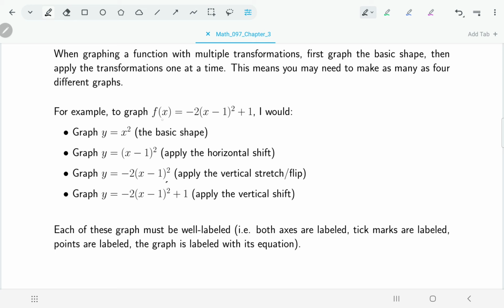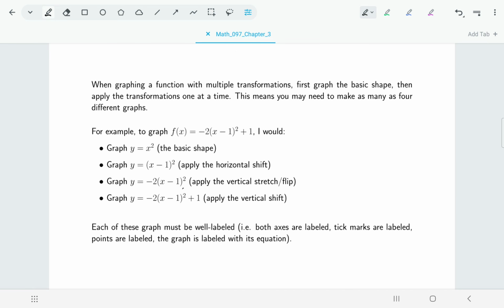That means to graph f of x, I would actually have to do 4 separate little graphs to get there. I'd have to start off with my basic shape, then do my horizontal shift, then my vertical stretch and flip, then my vertical shift. And as always, every single graph that I do is going to be a well-labeled one, so I'm going to need to make sure that all of my graphs have their equations labeled as well as all their important points. So let's get ourselves started.